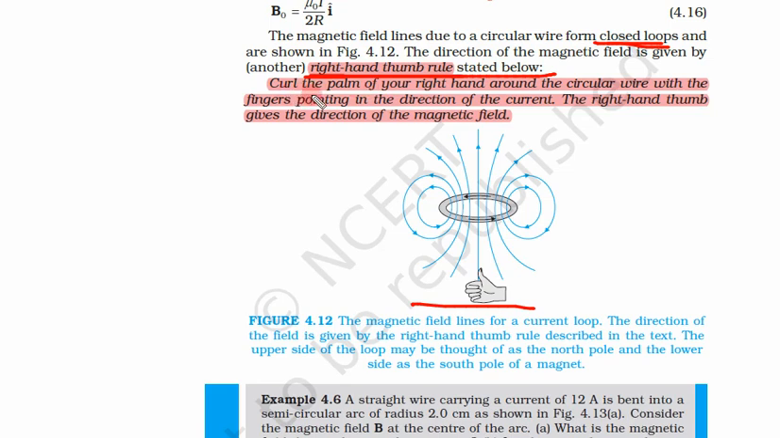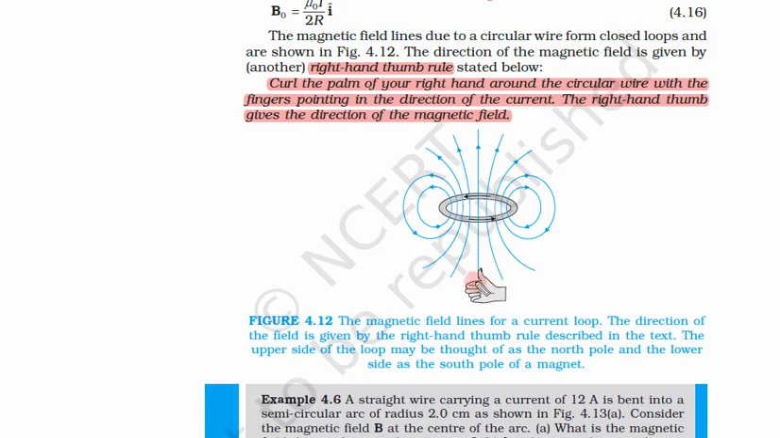Curl the palm of your right hand, that means the fingers are rounded, that means curled. Curl the palm of your right hand round the circular wire. The current is flowing in this direction, so your fingers are also in this direction. The right hand thumb gives the direction of the magnetic field. So the right hand thumb is in this direction. Here also you can see the direction of the magnetic field lines is this. See it once again.